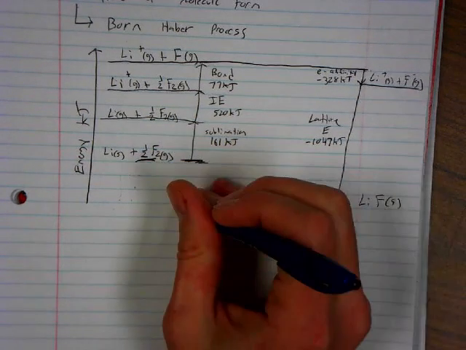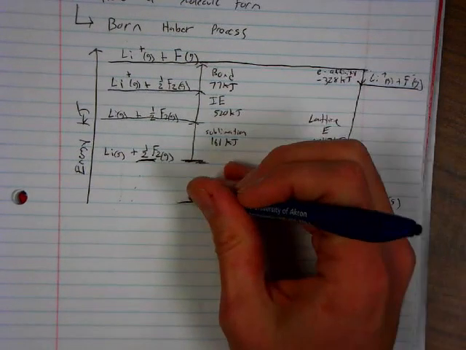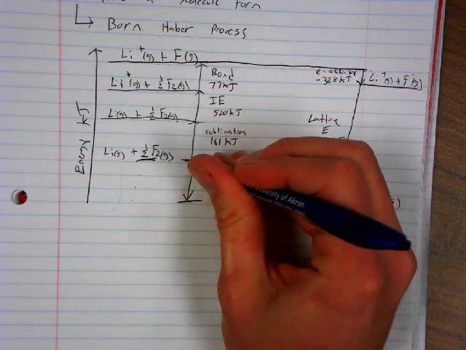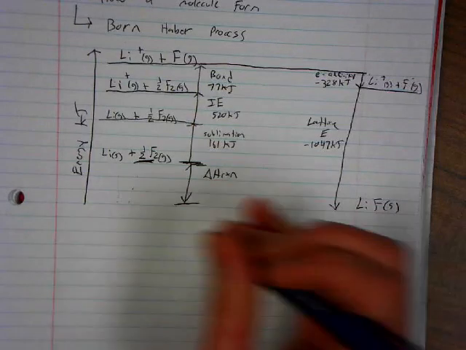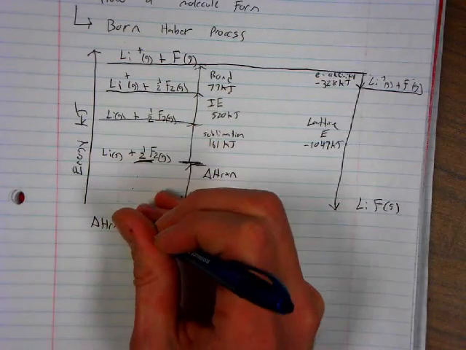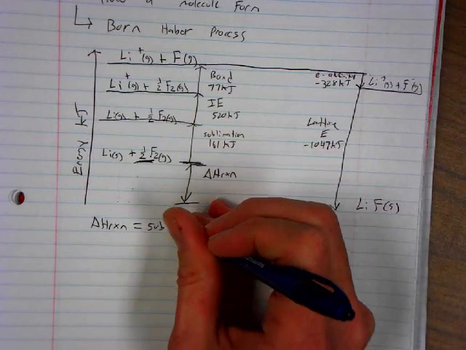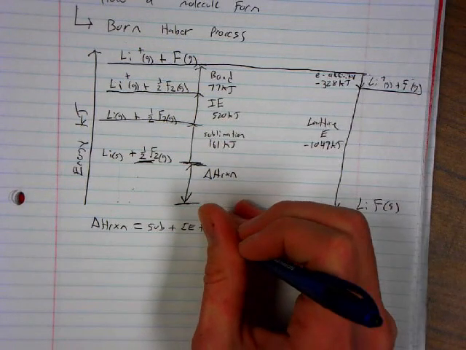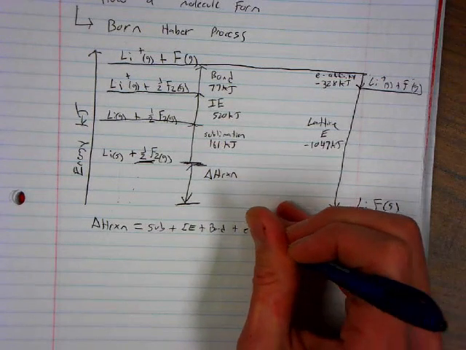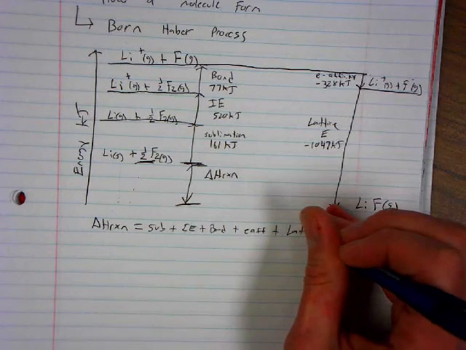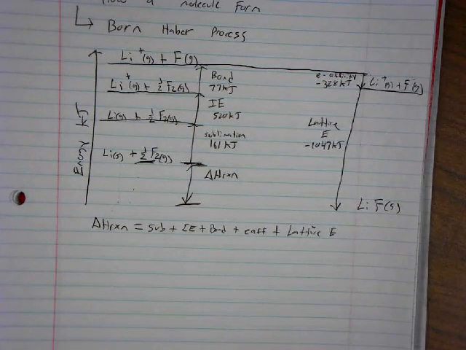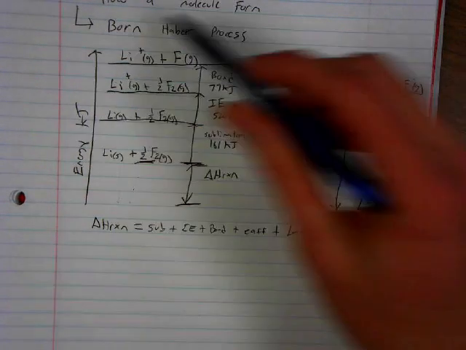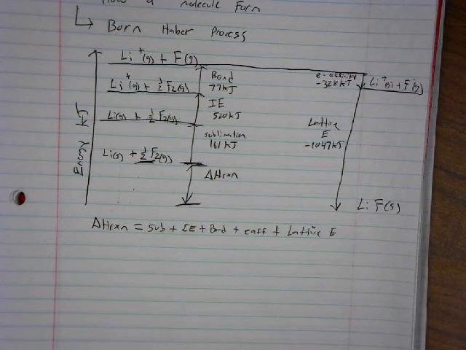If I wanted to figure out delta H of the reaction, right here in between is going to be my delta H of the reaction. And the way I'm going to figure that out is delta H of the reaction is sublimation energy plus ionization energy plus bond energy plus electron affinity plus lattice energy. So what I just showed you is basically you add them up. All you have to do is add them up. I was going to kind of show you the whole process.